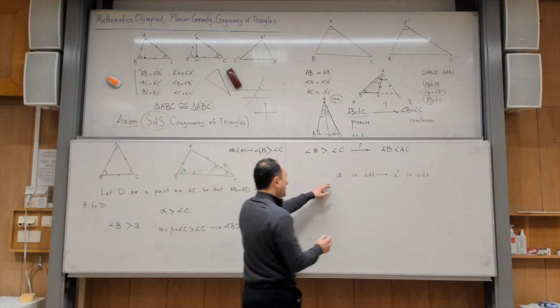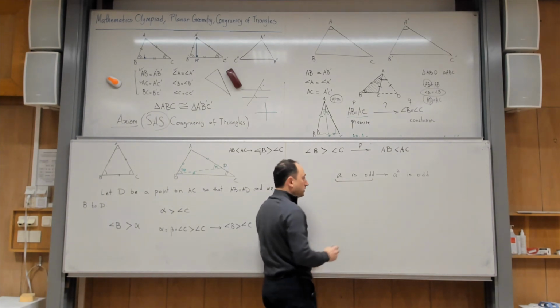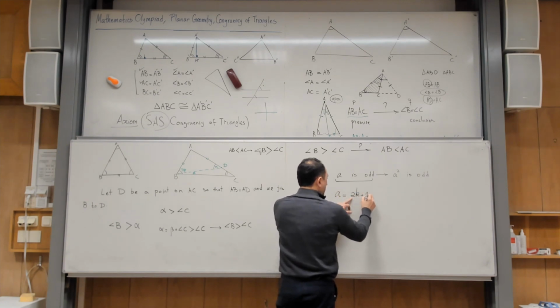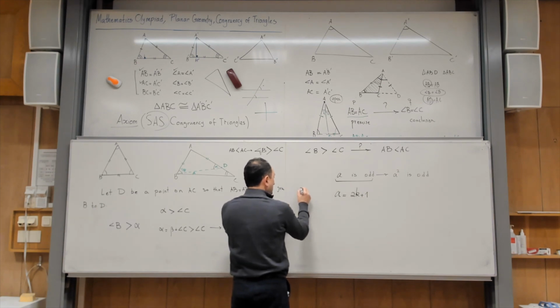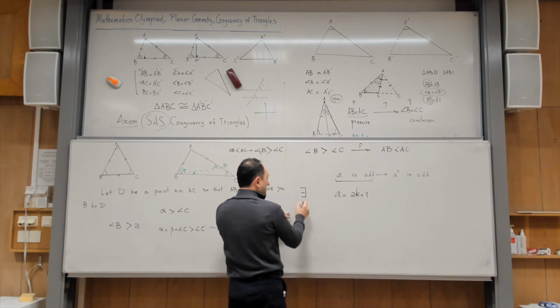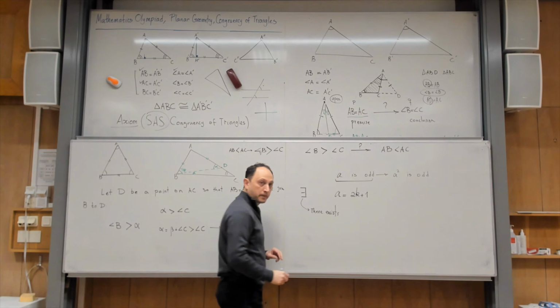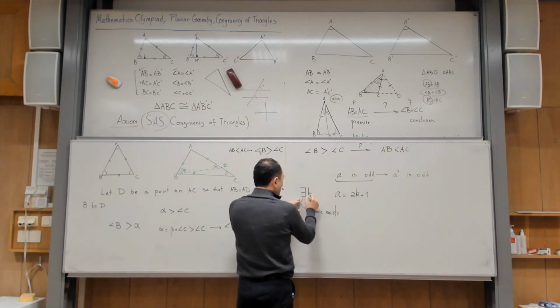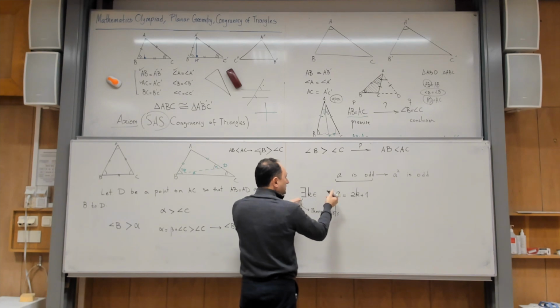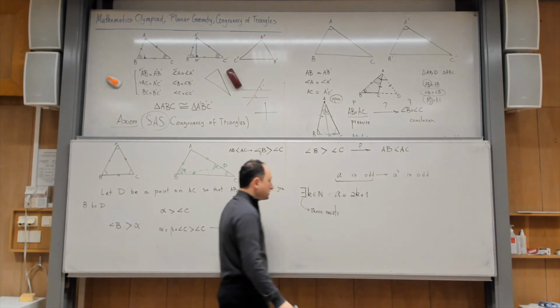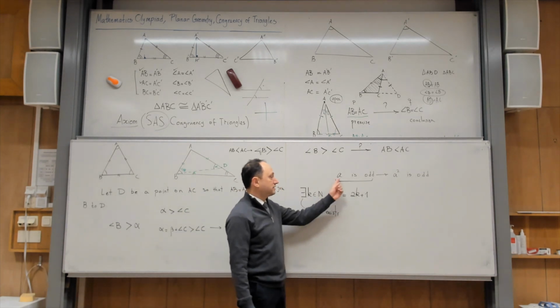So in principle, when you say that A is odd, what do you mean? It means that A is equal to 2 times k plus 1. If you want to write it really formally, you have to use this quantifier. This means there exists. So there exists k in the set of natural numbers such that this happens. This is the mathematical way of writing that A is odd.